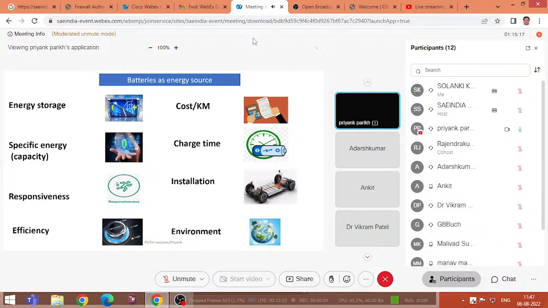First is the cost. You all know what the cost of the technology is. Imagine a car which has a battery of 50 kilowatt hours. If I want to charge my battery from 0 to 50, what is the electricity rate currently? 7 rupees or 4 rupees? That really depends on the consumption. In general, I think it's 4 rupees.